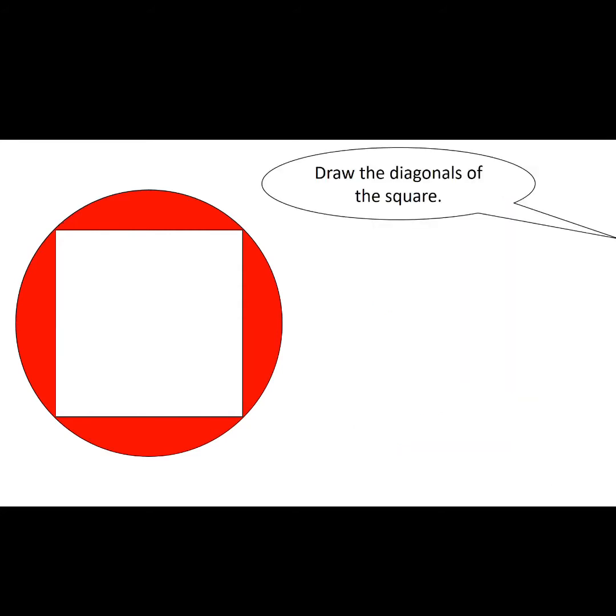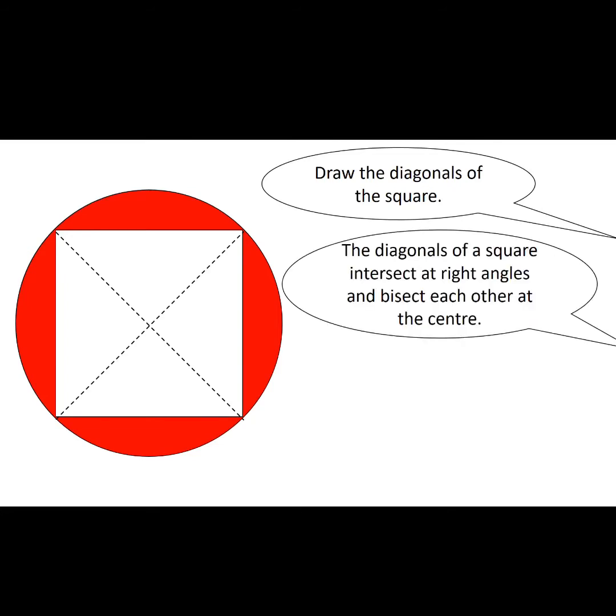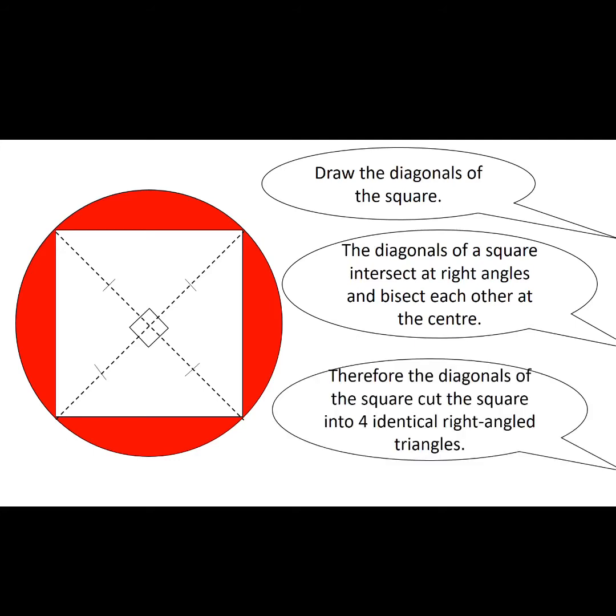First, we draw the diagonals of the square. We can see that the diagonals of the square intersect at right angles in the center, and they also bisect each other at the center. Therefore, the diagonals of a square actually cut the square into 4 identical right-angled triangles.